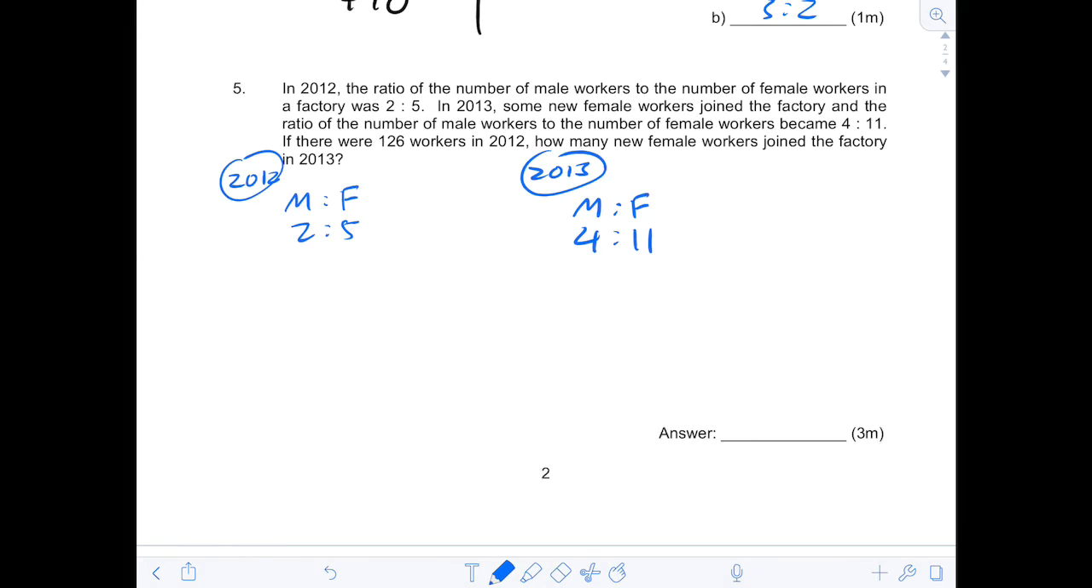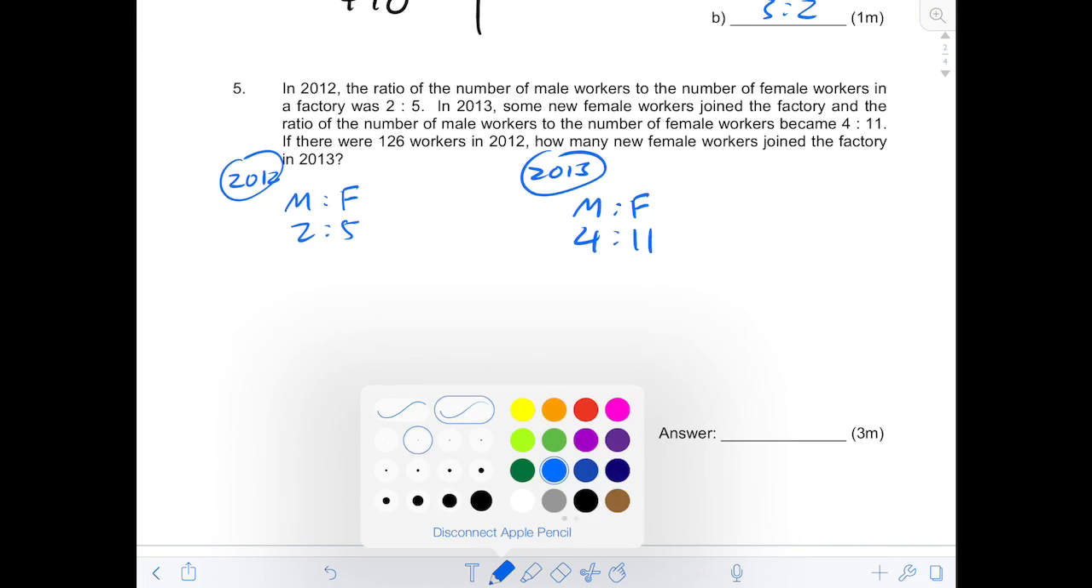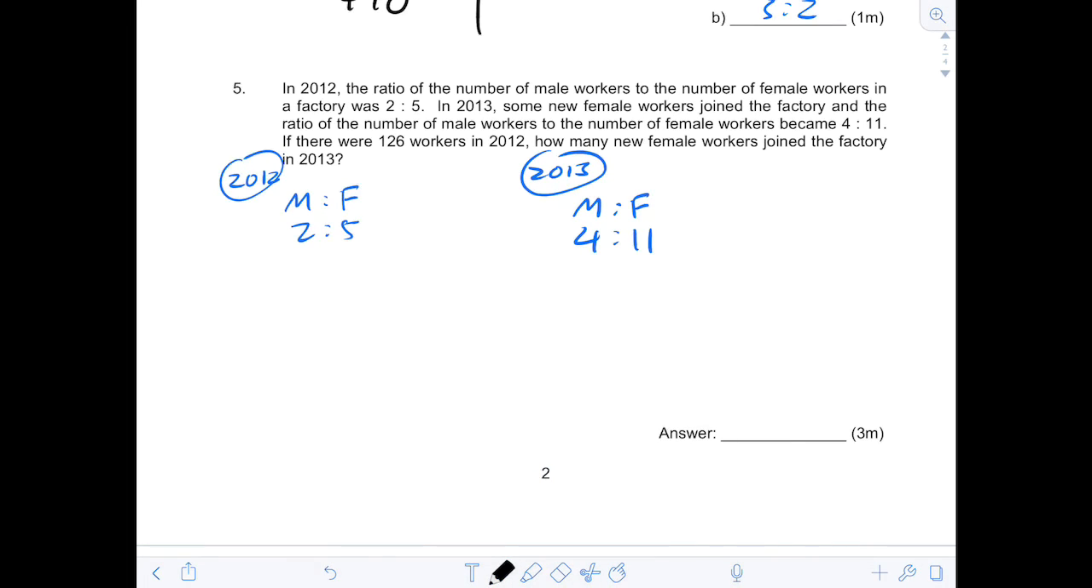Alright, so what we have to do now is in 2012 we have to find how many males are there. If in 2012 the total is 126, right, so we have here total 7 units equals to 126. 1 unit will be equals to 126 divided by 7, which is 18. Okay, 1 unit will be equals to 18, and we just want to find how many men there are here. So 2 units equals to 18 times 2, which is 36.